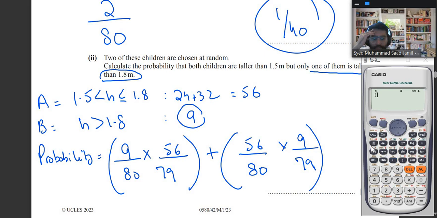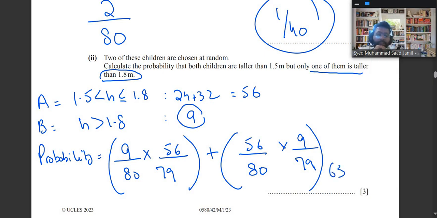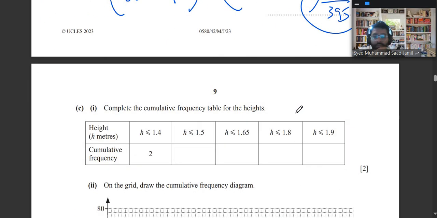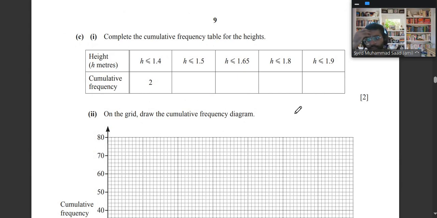So 9 upon 80 multiplied by 56 upon 79 plus 56 upon 80 multiplied by 9 upon 79. The answer is 63 upon 395. That's your answer, guys. I'm just glad we're done with this. Oh, I hate these questions.